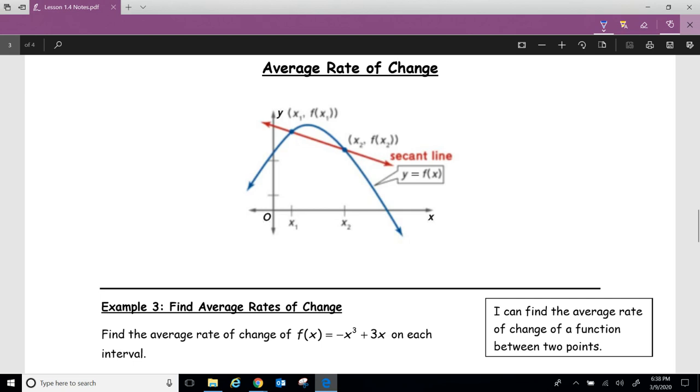Just as a review, average rate of change is the slope of the secant line between 2 points on a curve. So if I want to find the average rate of change between x1 and x2, I draw a secant line, a line that goes through those 2 points, and we want to find the slope of it. Now, slope is just using the slope formula like we've used since junior high, f of x2 minus f of x1 all over x2 minus x1.